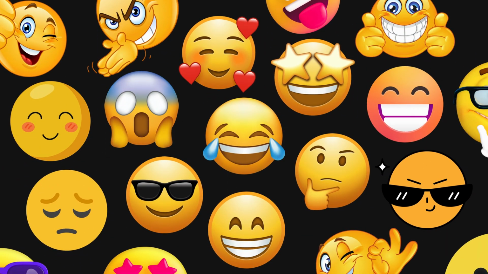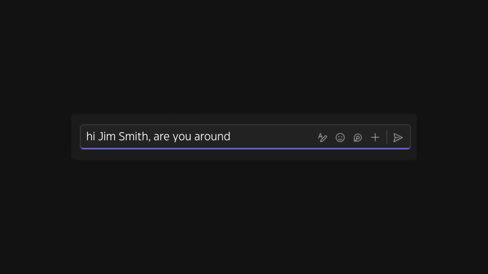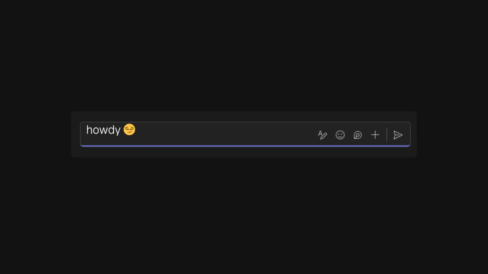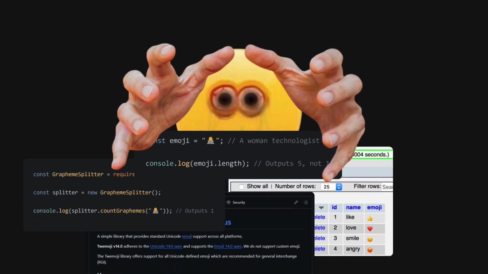Emojis are more than symbols. They're the backbone of modern communication. I mean, how would I tell my coworkers that I never talk to that I have a personality? But they do come with some small technical downsides for developers. But first, where did emojis come from?